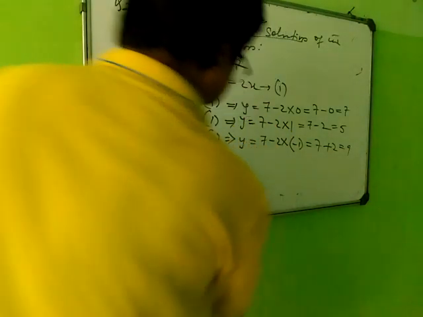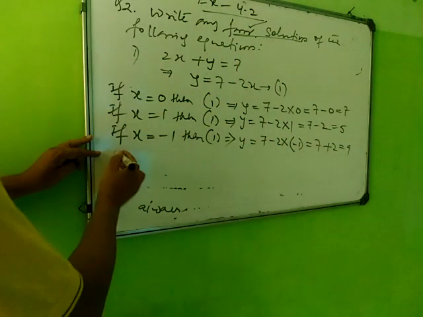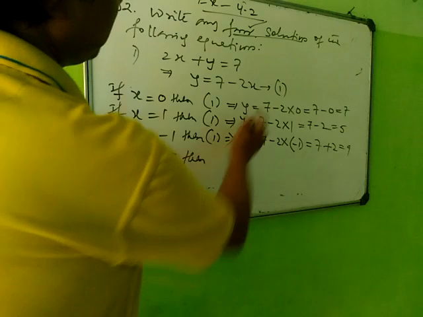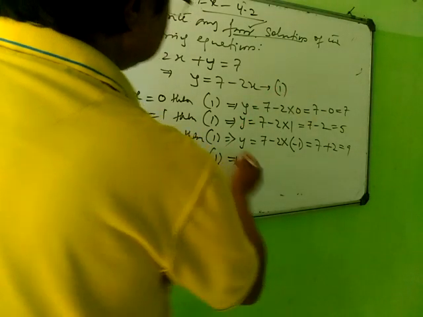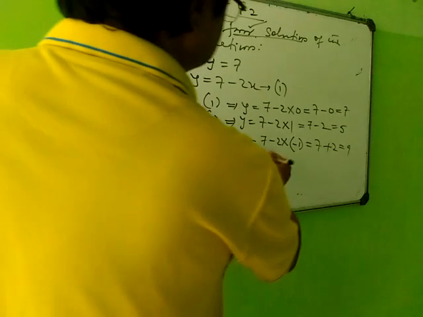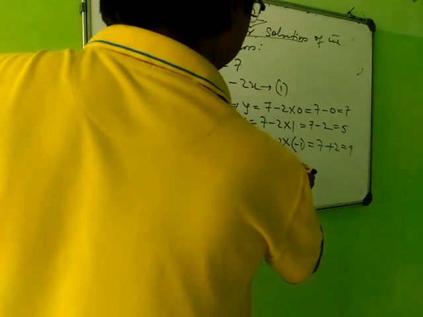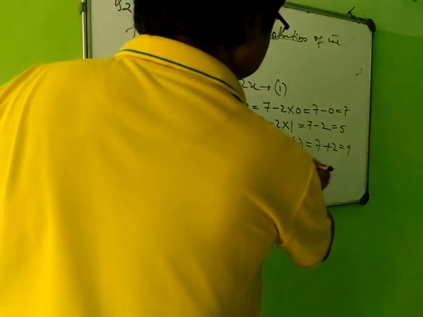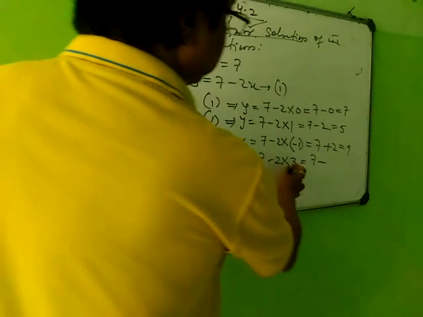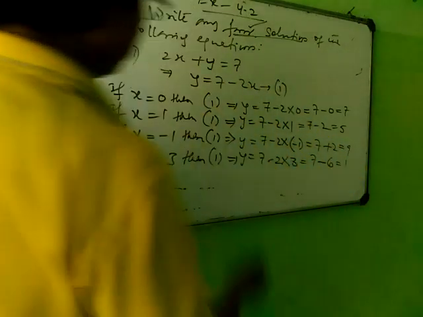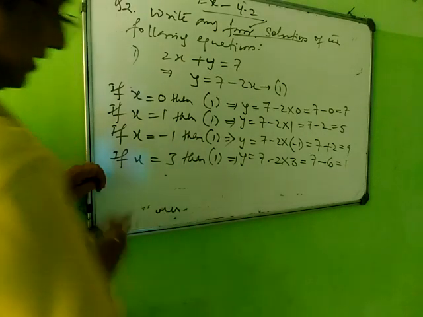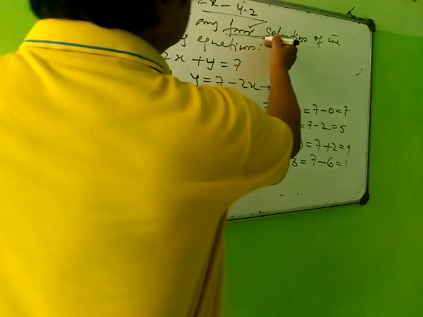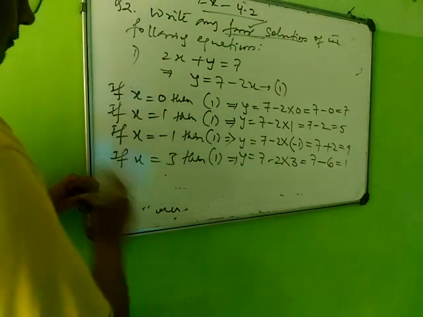So the last one, because the total is 4. Suppose I have taken x as 3, then from equation number 1, y equals 7 minus 2 into 3, which is 7 minus 6, equal to 1. So you have got a total of 4. You can get infinite solutions, but as they have told you to write any 4, you have given any 4 solutions.